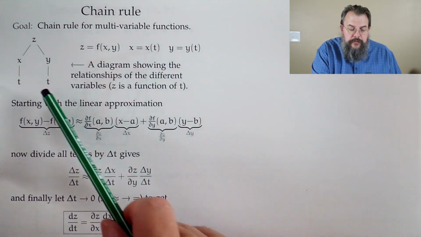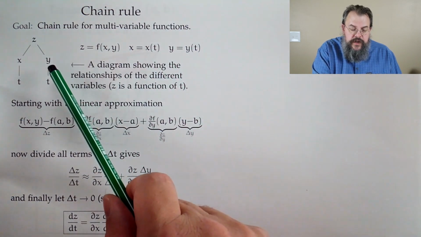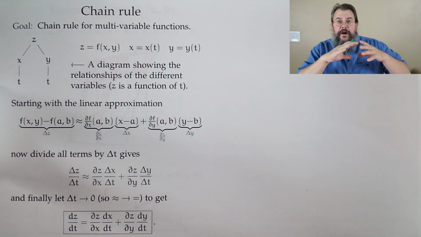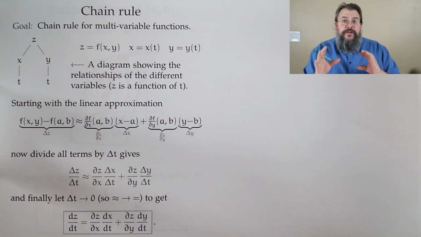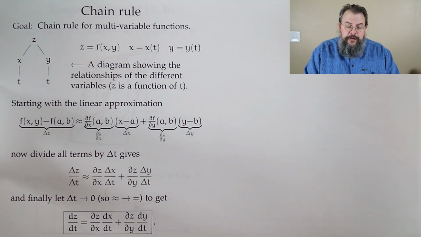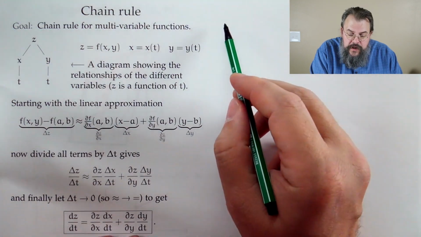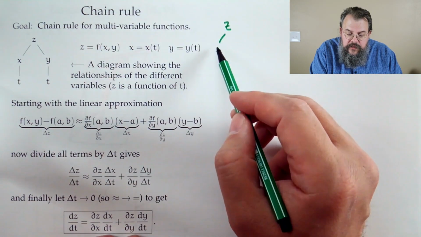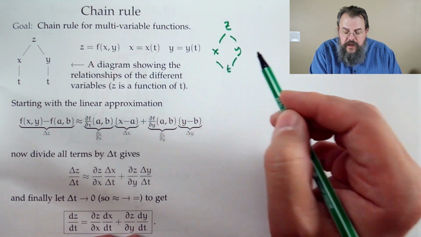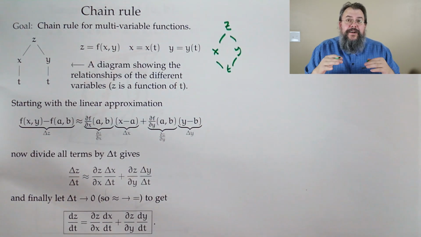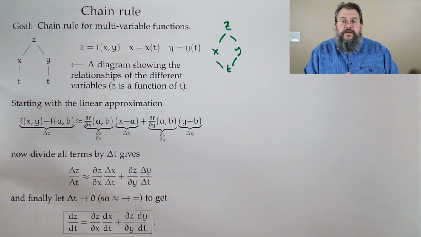x depends on one thing, t, and y depends on one thing, t. And now we see how it all fits together. I will tell you that there are people who prefer to do their diagrams in a slightly different way. So depending upon where you look, you might see it written in this way: z depends on x and y, and x and y depend on t. It's not bad. Whatever you're comfortable with is what you should use.